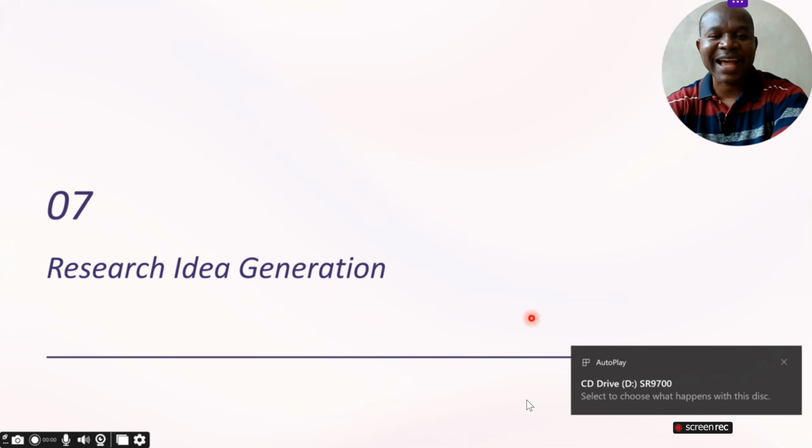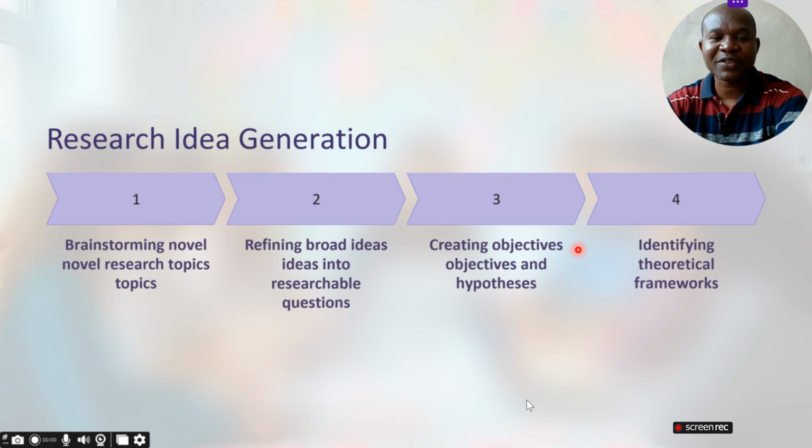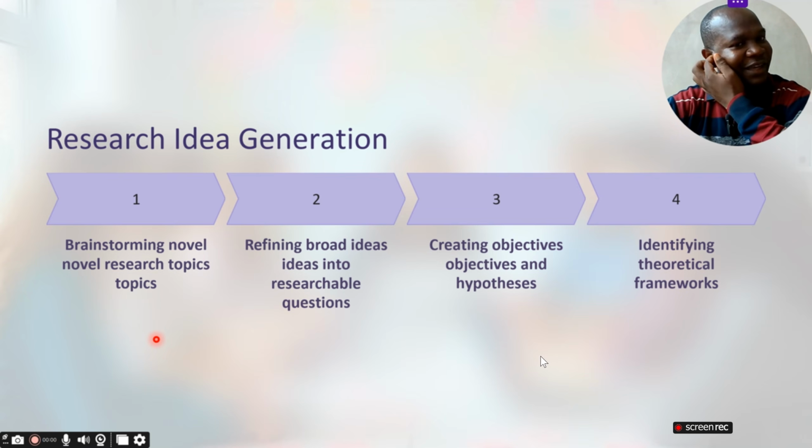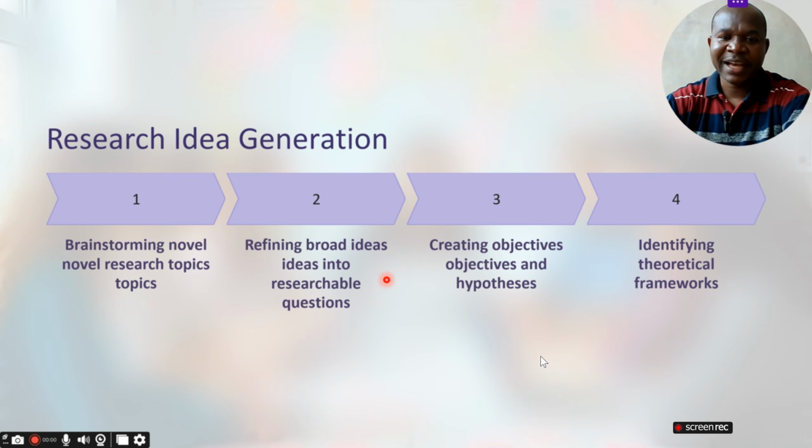So how about research idea generation? The beauty of artificial intelligence is that, again, you can brainstorm with it. It can give you novel ideas on research topics that affect your area of interest, refining broad ideas into researchable questions. Maybe you are conducting an exploratory research. Artificial intelligence can help you generate research questions and also refine the questions for you so they align with your research focus, and then create objectives and hypotheses as the case may be.